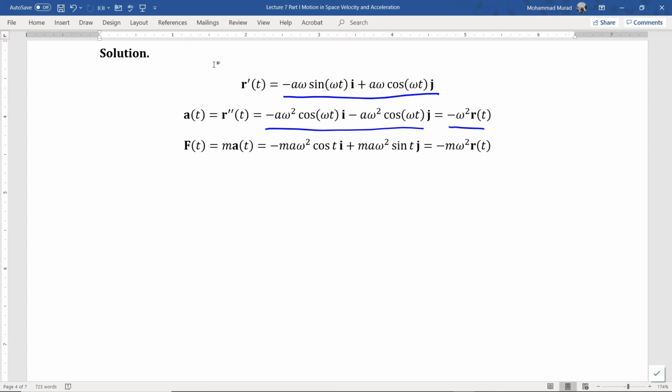Therefore, by Newton's second law of motion, the force acting on the object is given by the mass times the acceleration, which becomes a vector with these components. It can also be written as negative m times omega squared times the position vector of the particle.